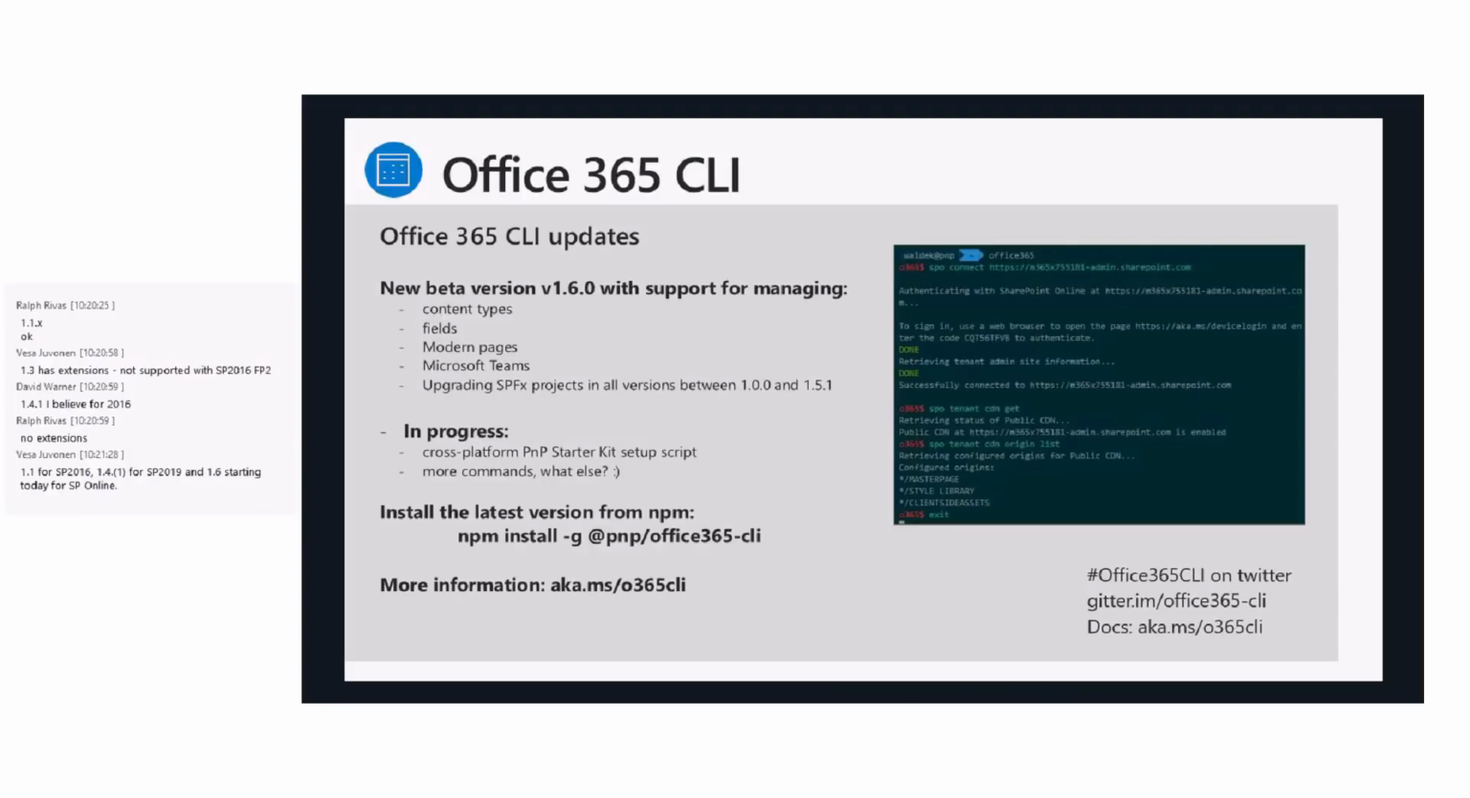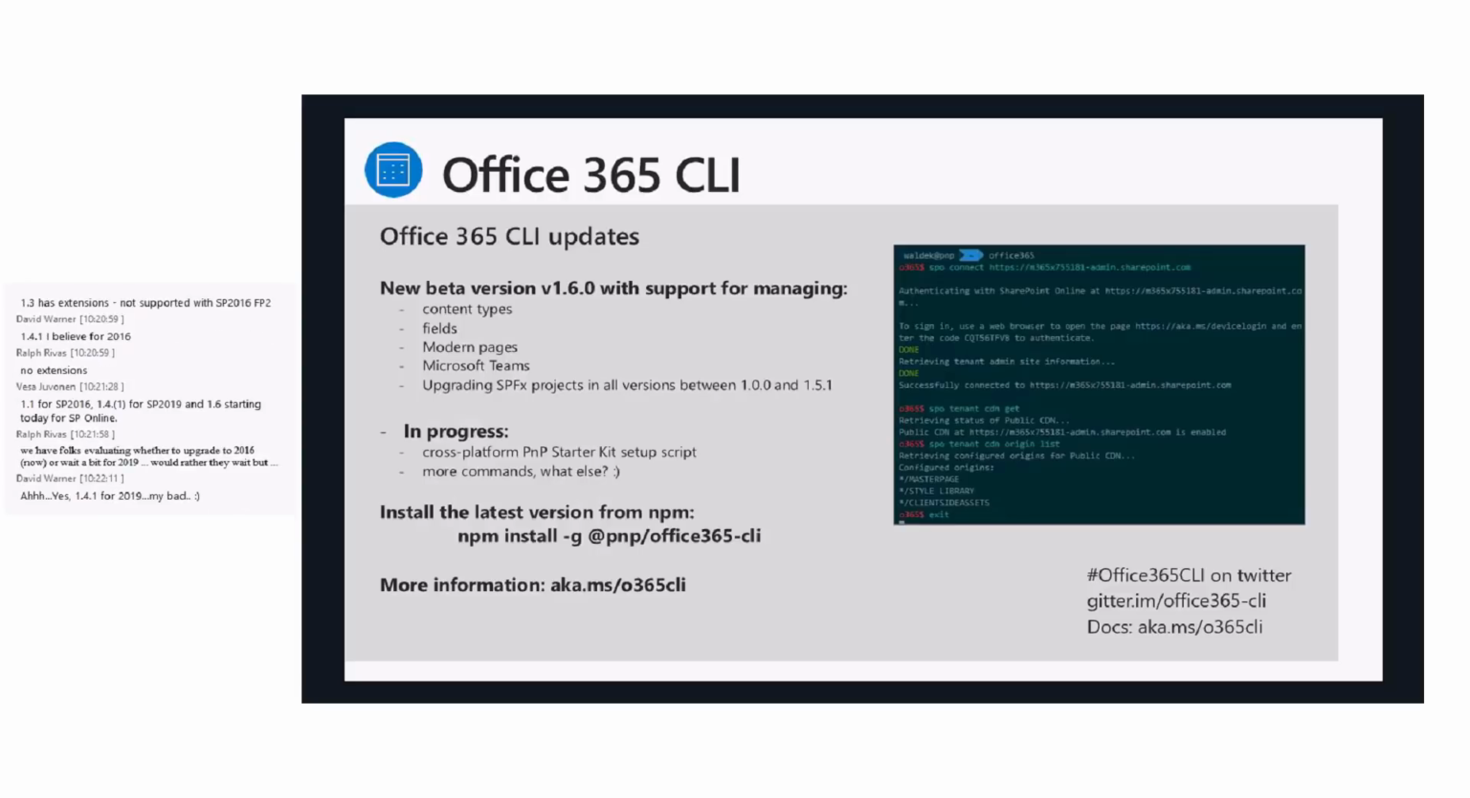Moving to updates around the Office 365 CLI. New beta version 1.6.0 is coming out, or is out, excuse me, with support for managing content types, fields, modern pages, Microsoft Teams, as well as upgrading SPFx projects in all versions from 1 to 1.5.1. If you haven't checked that last capability out, it's really cool. It allows you to take your existing SharePoint Framework solutions that may have been built on an earlier version and upgrade them to the latest version.